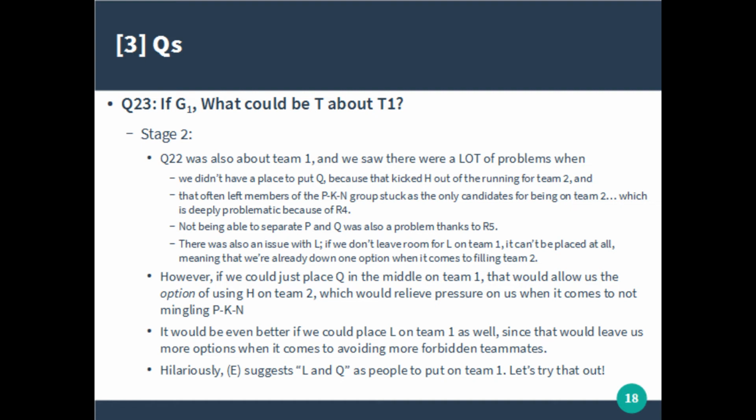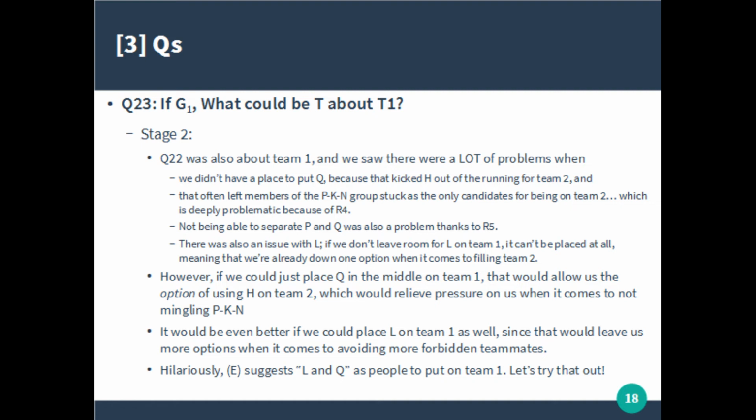There's also an issue with L. If we don't leave room for L on team 1, it can't be placed at all, meaning that we're already down one option when it comes to filling team 2. Q leads to a lot of bad consequences, and L is kind of an outstanding consequence because we know that it always has to go on team 1. Being able to work with Q and L somehow on team 1 gave us a lot more options. Not being able to work with Q and L on team 1 restricted our options.